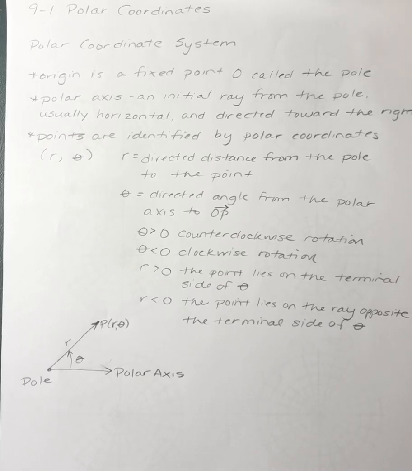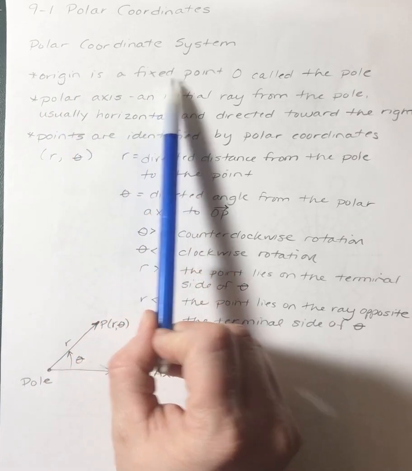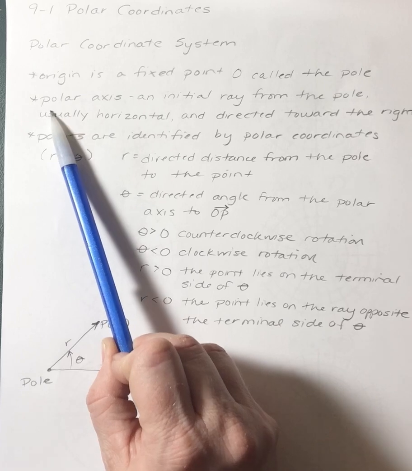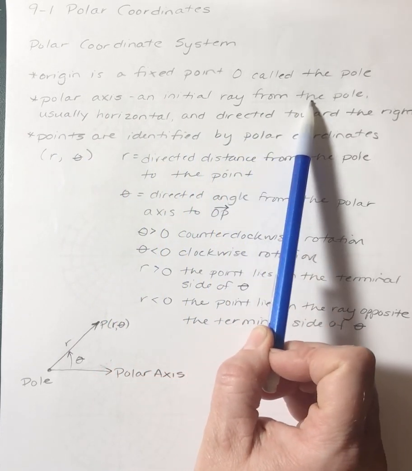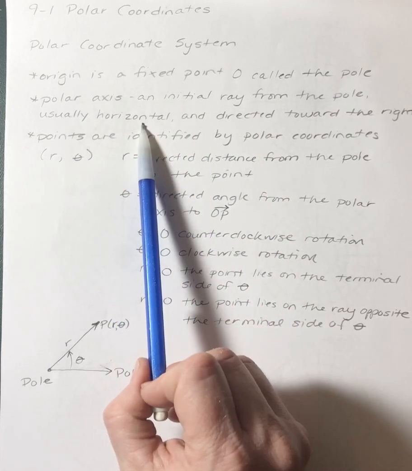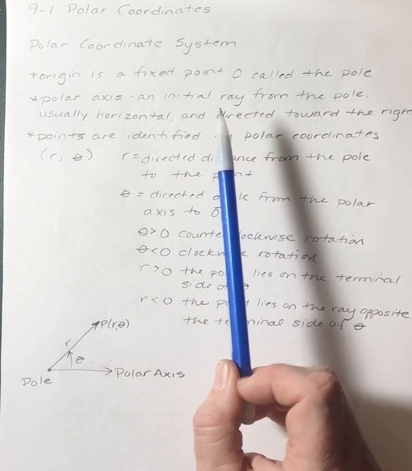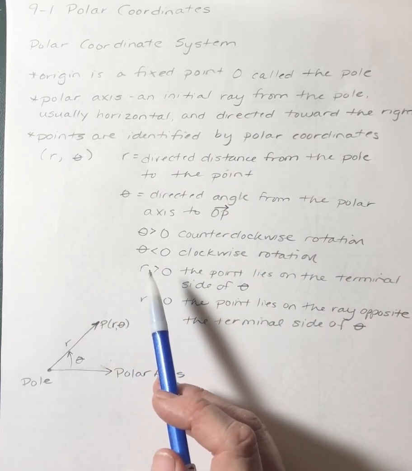Section 9.1 is on polar coordinates. So we have a new coordinate system called the polar coordinate system. The origin is a fixed point O, and it's called the pole. The polar axis is an initial ray from the pole, usually horizontal and directed toward the right. When I get to some graph paper, I'll show you what we're talking about with the polar axis.